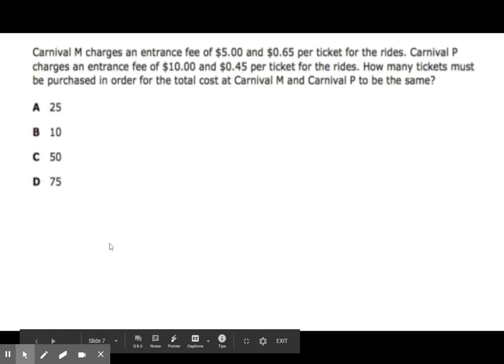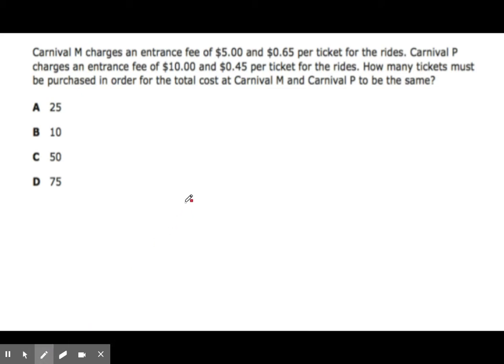All right, so Carnival M charges an entrance fee of $5.65 per ticket for the rides. Carnival P charges an entrance fee of $10.45 per ticket for the rides. How many tickets must be purchased in order for the total cost at Carnival M and Carnival P to be the same? All right, so some keywords that pop out: same. Tells me I've got an equation.